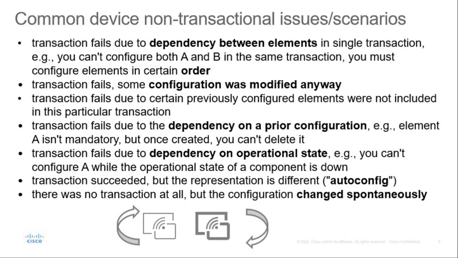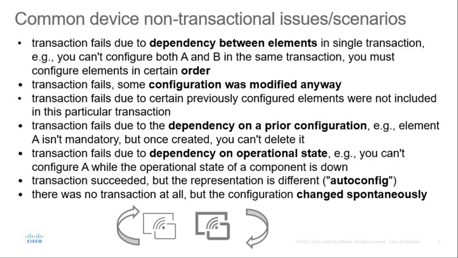Let's take a look at common transactionality issues or scenarios we need to deal with. These issues have to be considered when creating an adaptation layer. Transaction fails due to dependency between elements in a single transaction. For example, you can't configure both A and B in the same transaction. You must configure elements in a certain order.